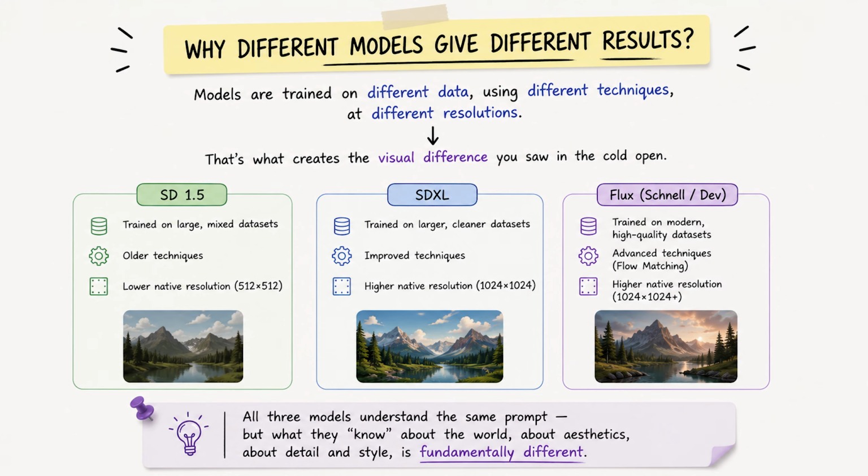Now the critical thing to understand is this. Different models were trained on different data with different techniques at different resolutions. That's what creates the visual difference you saw at the start of the video. All three models understood the same prompt, but what they know about the world, about aesthetics, about detail and style is fundamentally different. Let's go through each one.